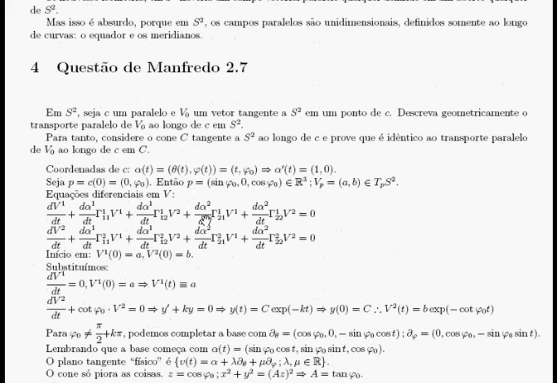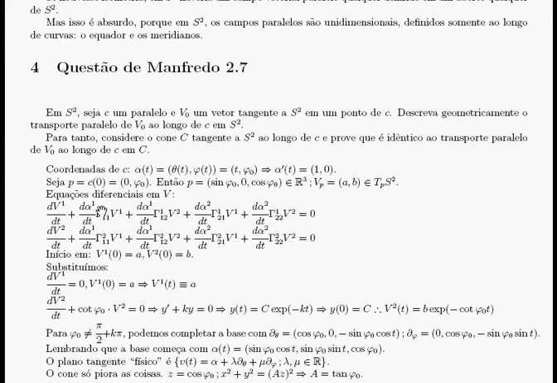In S2, let C be a parallel. V0 a tangent vector to S2 at a point of C. Describe geometrically the parallel transport of V0 along C in S2. Consider the cone C tangent to S2 along C and prove that it is identical to the parallel transport of V0 along C in the cone C. Coordinates of C: alpha, theta, phi in time t. Theta is t, phi is phi0, alpha prime is (1, 0, p), c of (0, 0, phi0), which is p, sin phi0, 0, cos phi0 in R3. V_P is (A, B) in T_P S2.